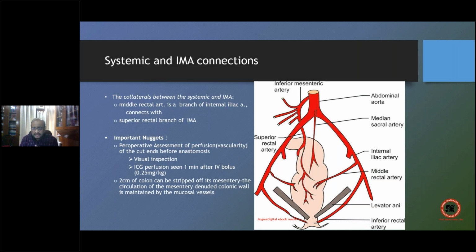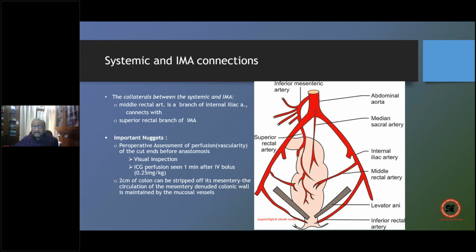What about laparoscopic? In laparoscopic surgery, one of the best methods now for seeing whether adequate perfusion exists or not is by doing an indocyanine green perfusion, which gives a green color and is seen by special telescopes known as infrared telescopes, and seen 1 minute after an IV bolus, which is given in the dose of 0.25 milligram per kilogram.